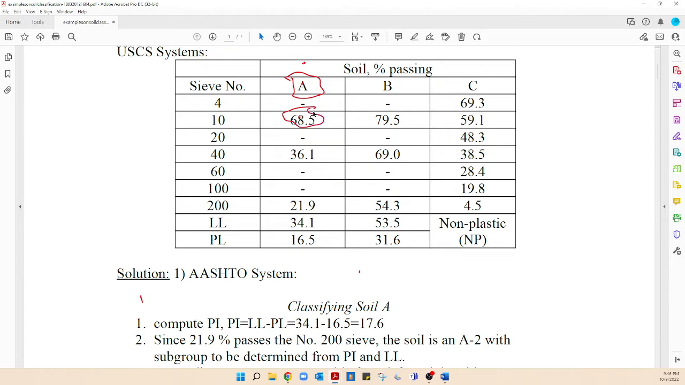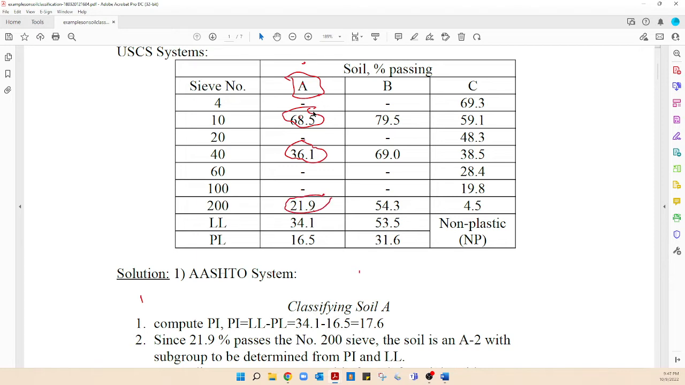Our number 40 sieve, that's the size of the holes in it, which is like a 10 is large, smaller. So it's 36.1% passing through that sieve. And the other real important one is the number 200, which is really, really small. And I mean real small, 2 thousandths of a millimeter small. So we'll be concerned with that.